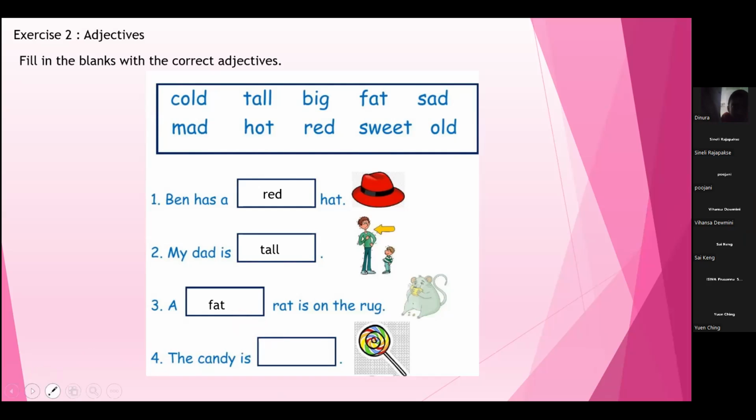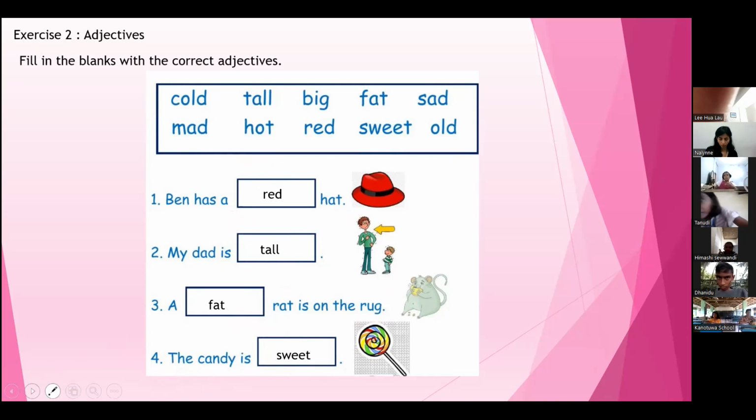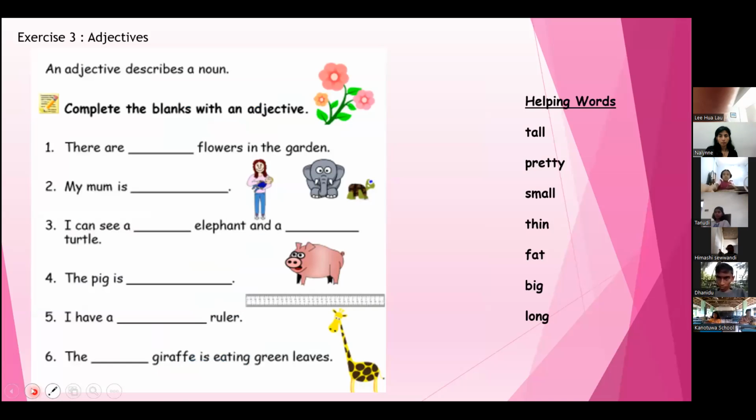Very good. Can you read the last sentence, please? The candy is sweet. So here we are talking about the taste of the candy. So it's not only about how it looks, it can also be how it tastes, right? Yes, candy is sweet. So I hope all of you understand what adjectives are, and let's apply them.